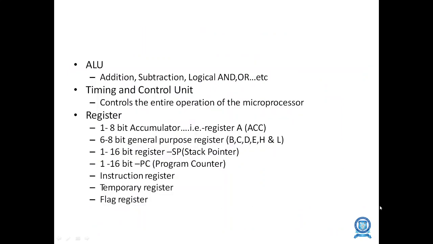In the ALU, we know that addition, subtraction and logic operations take place. The timing and control unit controls the entire operation of the microprocessor, and the registers are one 8-bit accumulator, that is register A, and six 8-bit general purpose registers like B, C, D, E, H and L, and one 16-bit stack pointer, one 16-bit program counter, an instruction register, a temporary register, and a flag register. So these are the registers present in the architecture of the 8085 microprocessor.